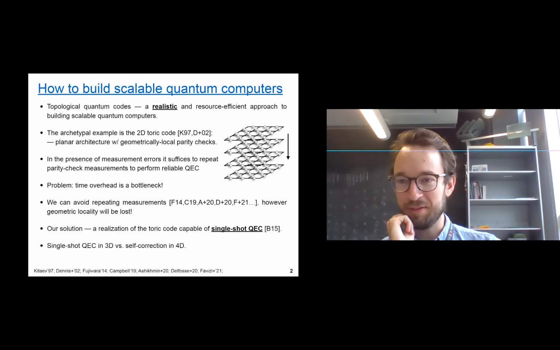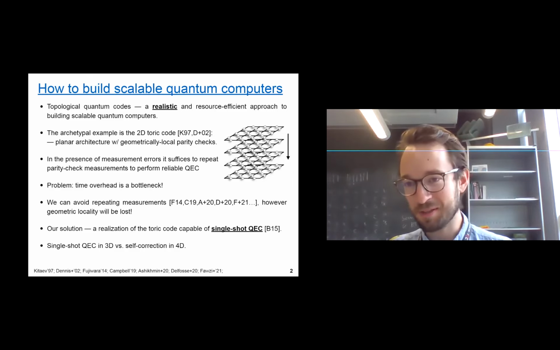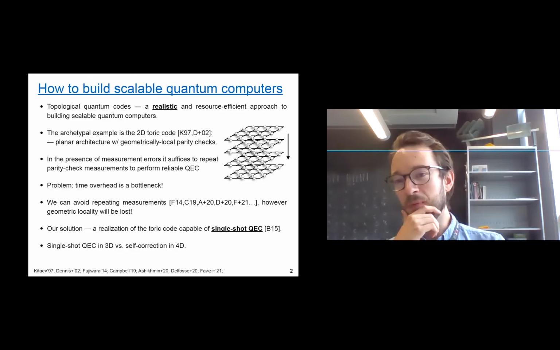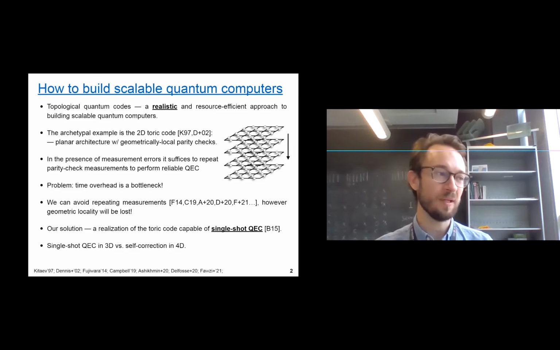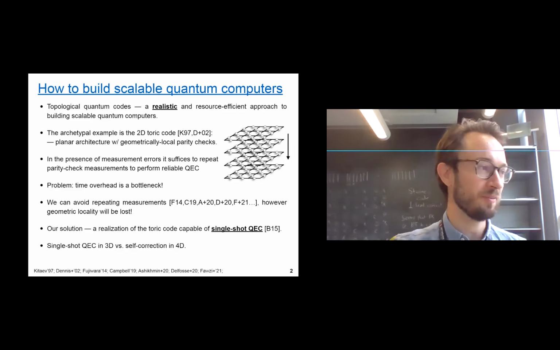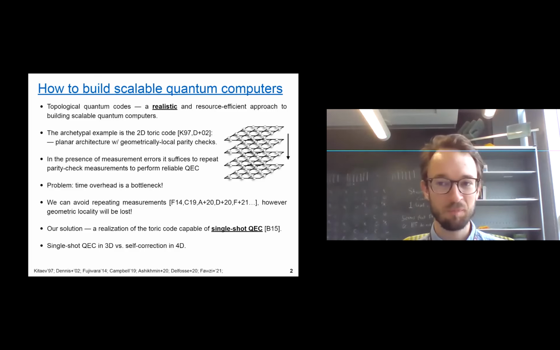I tend to be on the side of no, but this connection is interesting, and it's another hope of looking at this subsystem toric code, to maybe make some more progress on understanding this connection and self-correction in 3D. So maybe I have time to comment on that a bit later.